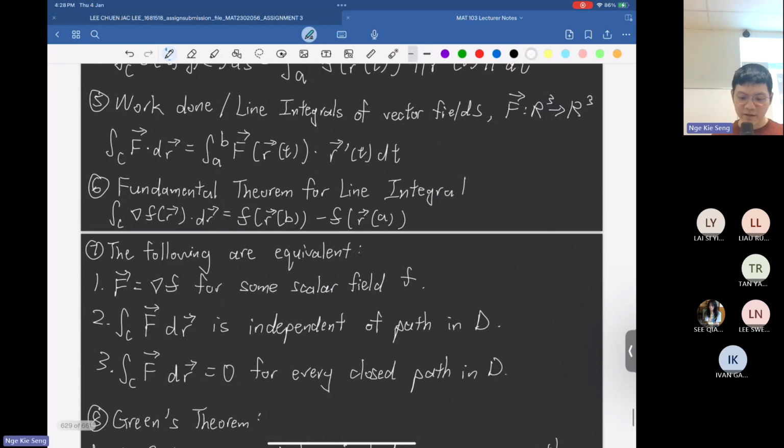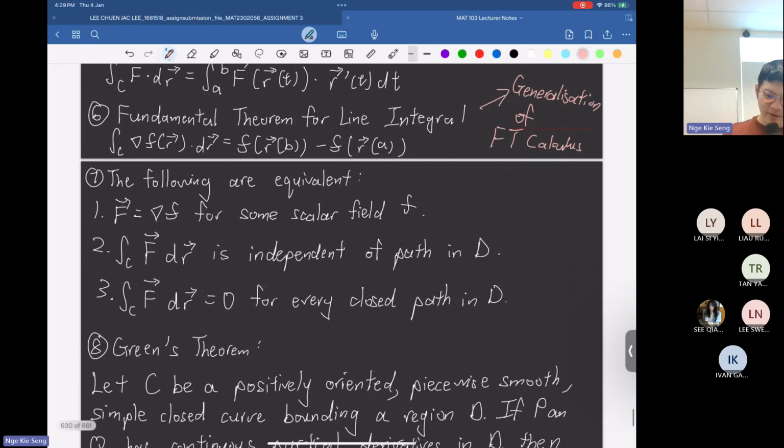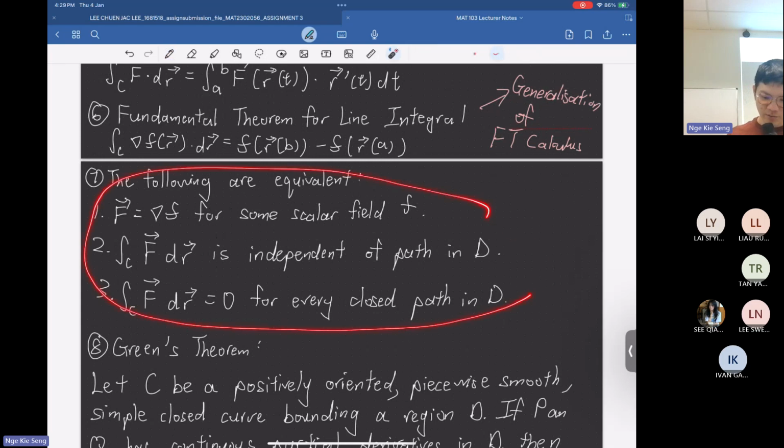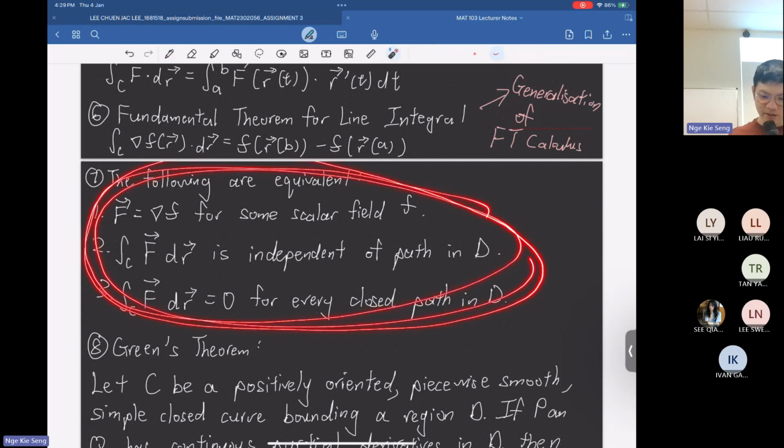The fundamental theorem of line integrals is a generalization of the fundamental theorem of calculus. You replace the f prime with the gradient. So this shows that the gradient is a generalization of the first derivative in the multiple variable case. Next, this part here will be in the exam, so make sure you learn the proof here.